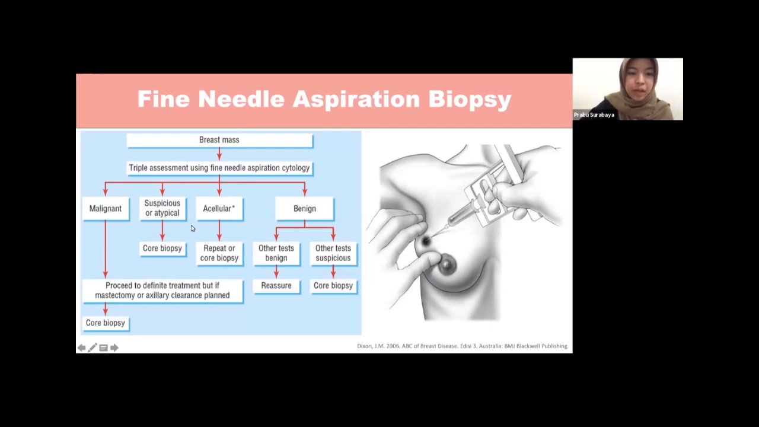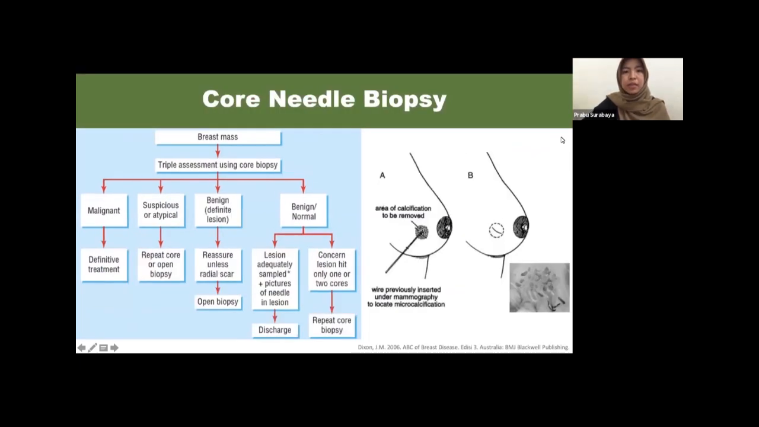If the sample taken using FNAB is hard to identify, then we can move to the next method, which is core needle biopsy. Core needle biopsy is preferable for the investigation of suspicious lesions or when additional information such as tumor type, histological grade, and receptor status of cancer is required. This information is particularly important for patients who may be considered for neoadjuvant chemotherapy.